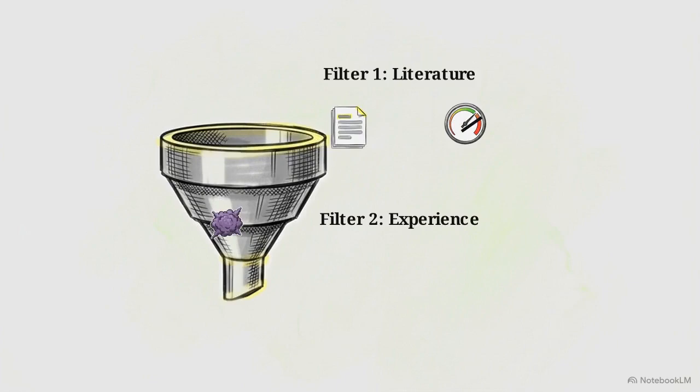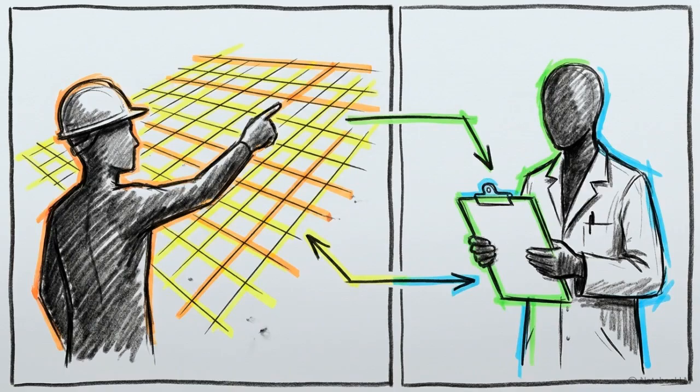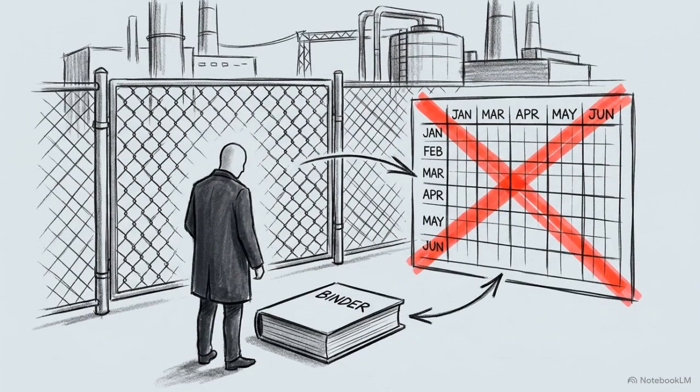The second filter is the experience survey. This means getting out of the library and talking to practitioners, subject matter experts, and people currently dealing with the issue. These experts will point out variables you missed and test the real-world viability of your idea. Their input stops you from spending 6 months designing a study that is practically impossible to execute in the field.